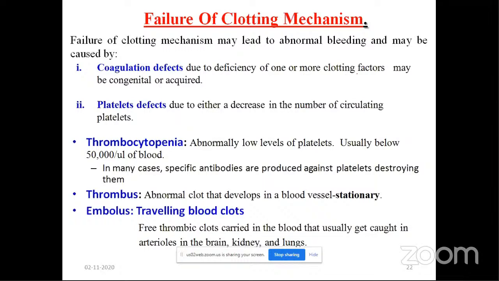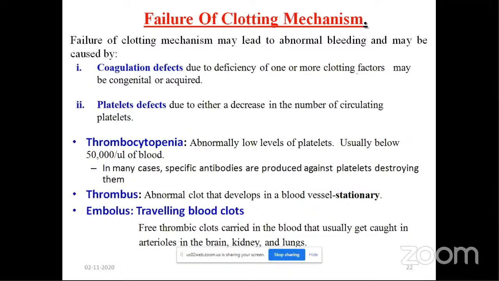And sometimes in autoimmune disorders, antibodies may be produced against the platelets. Platelets may be produced in the blood in sufficient number, but due to autoimmune disorders, the platelets may be destroyed by the antibodies.